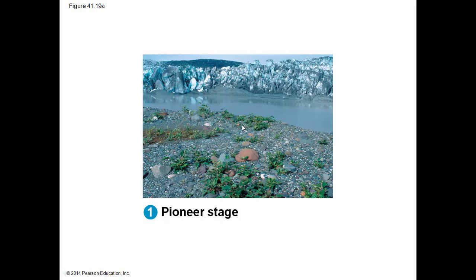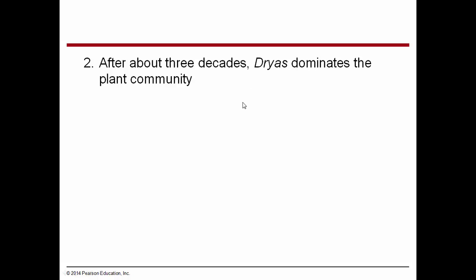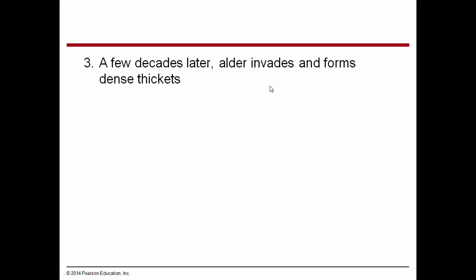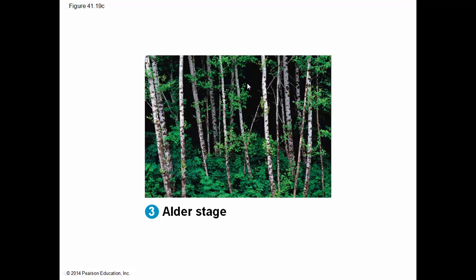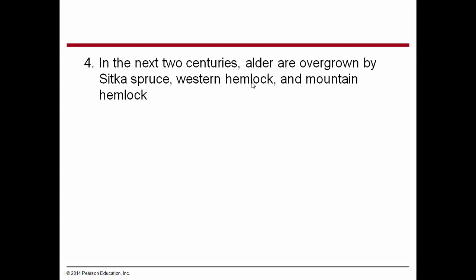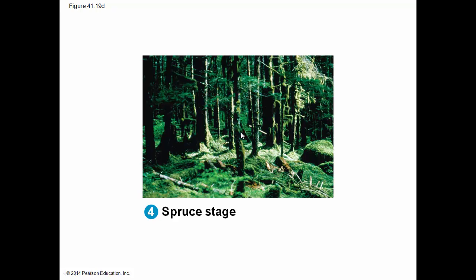Here's the pioneer stage. Lots of little weedy plants growing on these rocky surfaces here. Here's the glacier as it retreats back up the mountain. After about 3 decades, that low-growing shrub dominates the plant community. A few decades later, the alder invades and forms dense thickets. And in the next 2 centuries, alder are overgrown by Sitka spruce, western hemlock, and mountain hemlock. Okay, this is the spruce stage. This is the mature forest of that region.